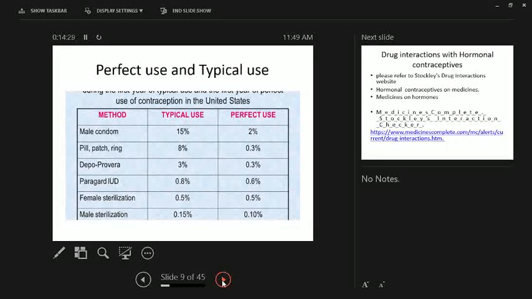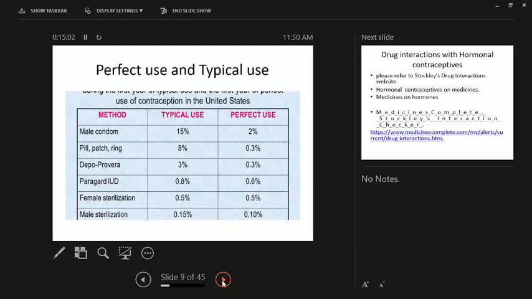Then the other one is the perfect user. The perfect user is the one which we use. Sorry, this should be the other way around. The perfect user is the person using the method in the recommended circumstances. Typical use is the one we use with day-to-day activities. Therefore, for some contraceptives it depends on the person's compliance, so there's a big difference between typical use and perfect use, especially for male condoms.